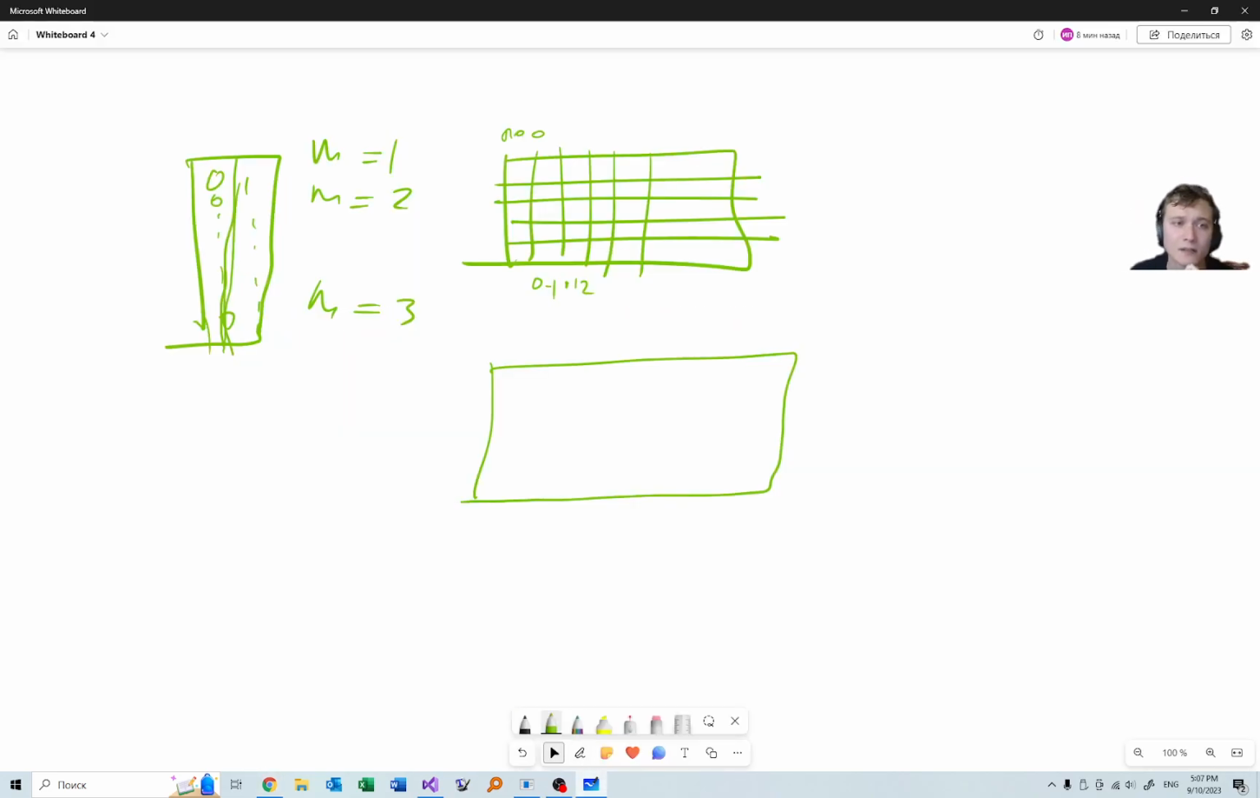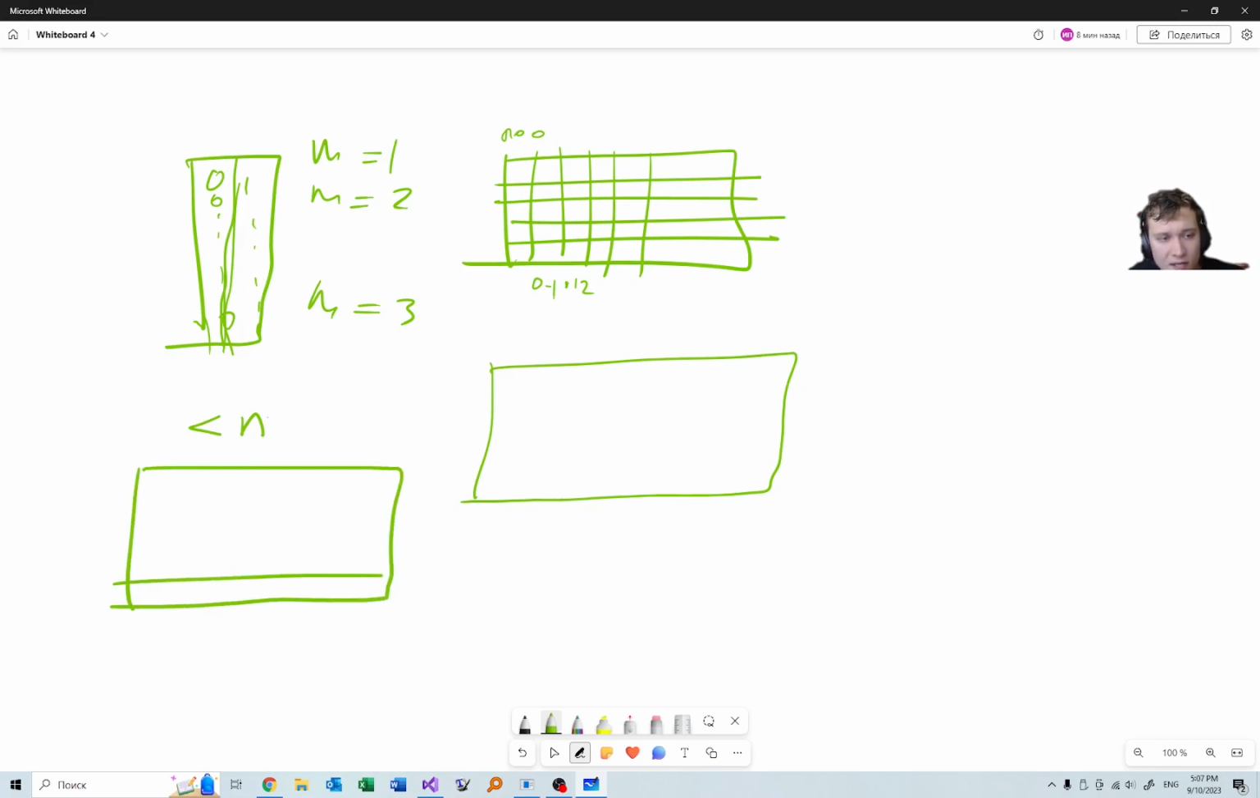So, the answer is actually less than n, I guess. Hmm. Yeah, because you have n rows, and since you have n rows, the max in each row is at most n. Okay? The max in each row is at most n. Yes, so you have several numbers which are at most n, so the answer is at most n plus 1.